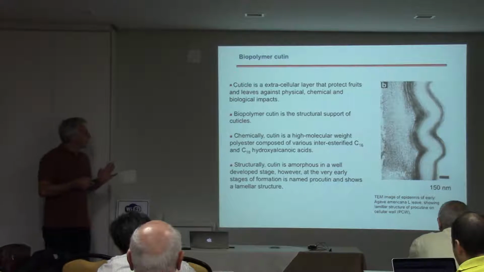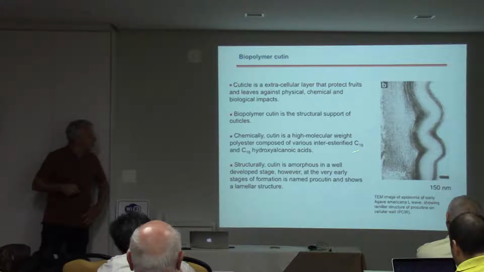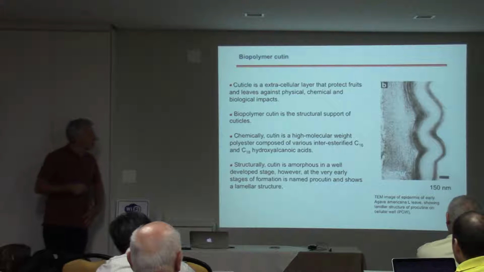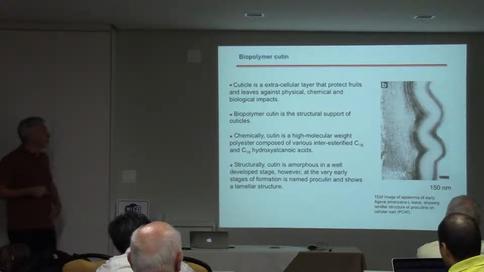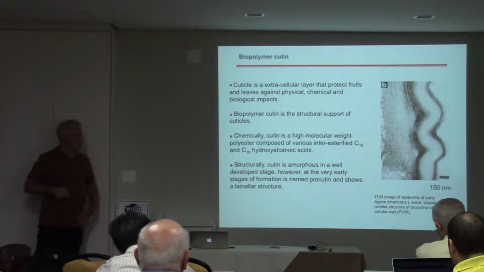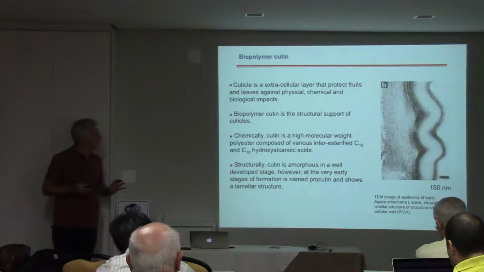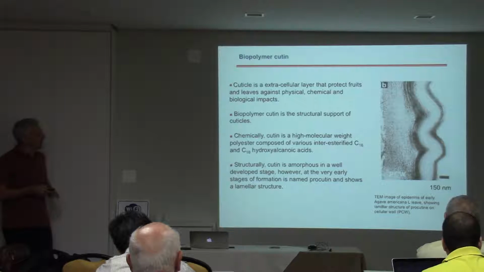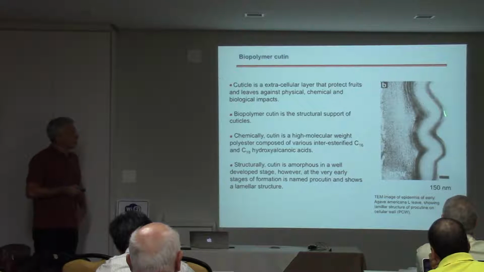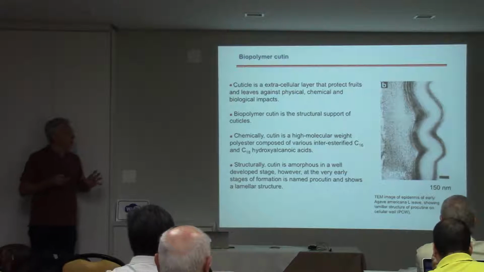So the coating is a biopolymer that is a high molecular weight polyester formed by different hydroxyalkanoic acids. And the interesting thing for this system is that the coating is amorphous when we look at the fruit or the leaf. But initially, at the early stages, it forms a lamellar structure. This is the key point for my talk.